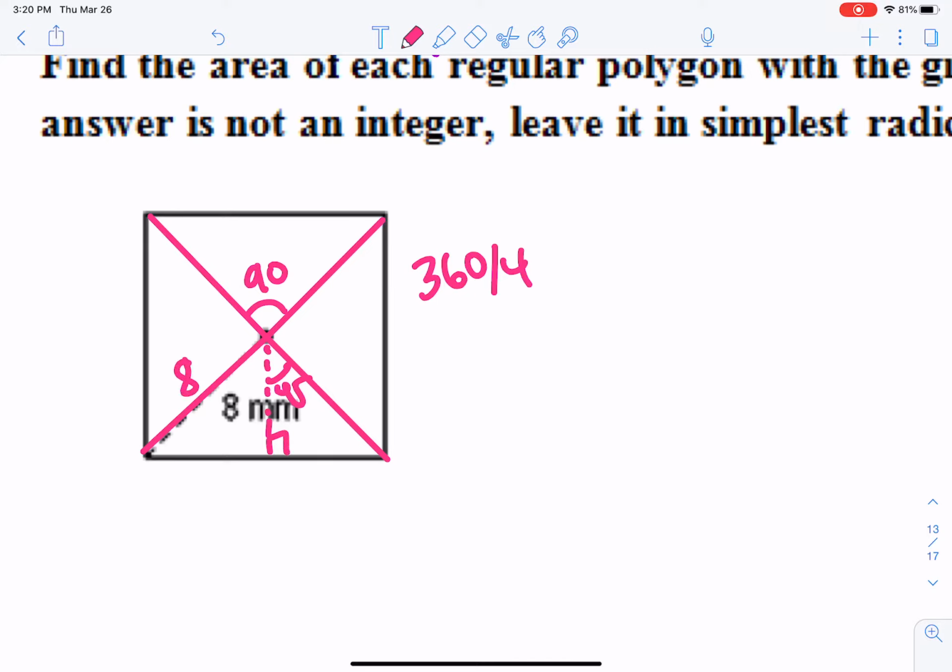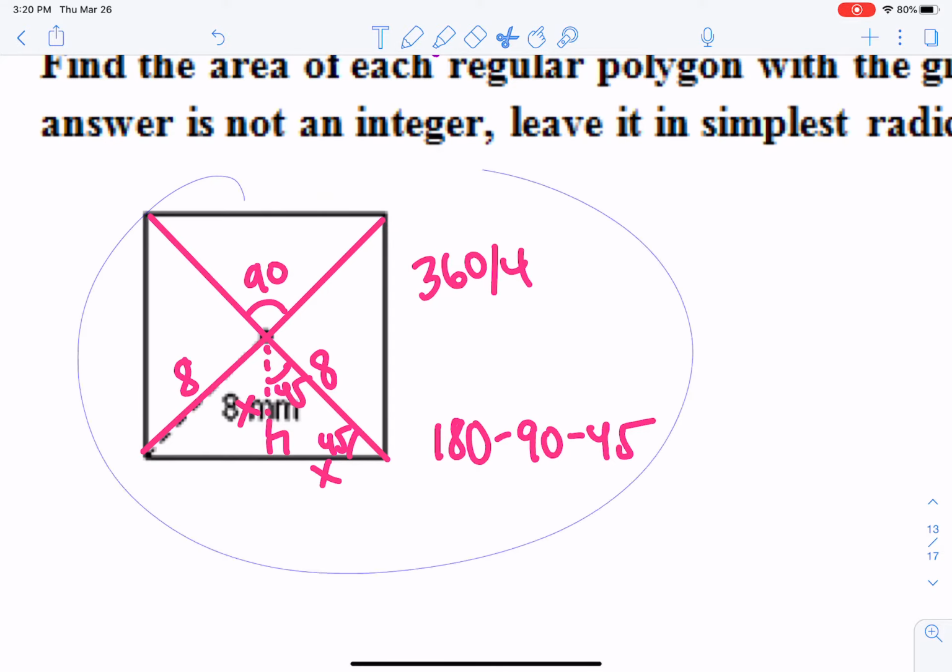I'd have to do, so this is also 8. I would have to do some Pythagorean theorem stuff. Both of these are x because it's a 45, 45, 90 triangle, 180 minus 90 minus 45. And it would work. It would just get to be a lot. I wanted to show you one shortcut, which some of these really are a lot. I just wanted to show you a shortcut on this one though.